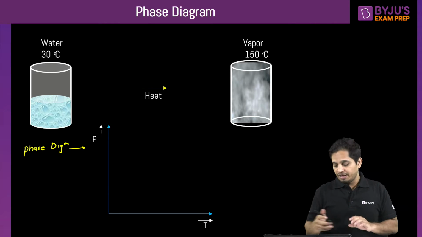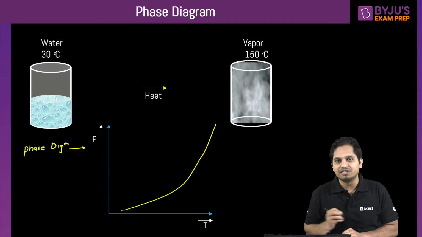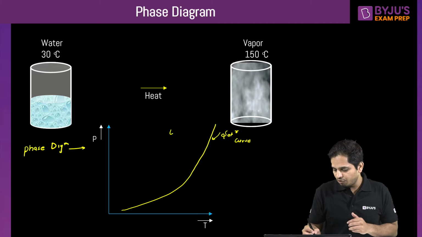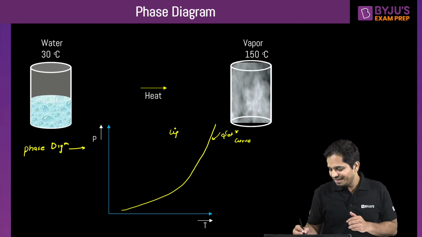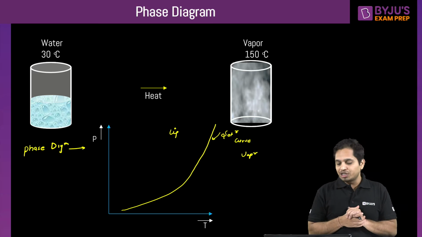How does it look like? It looks like this. This is how pressure and temperature vary. Okay, this is called the saturation curve. On the left side we have liquid, on the right side we have vapor. Okay, now let's try to show this on this diagram.